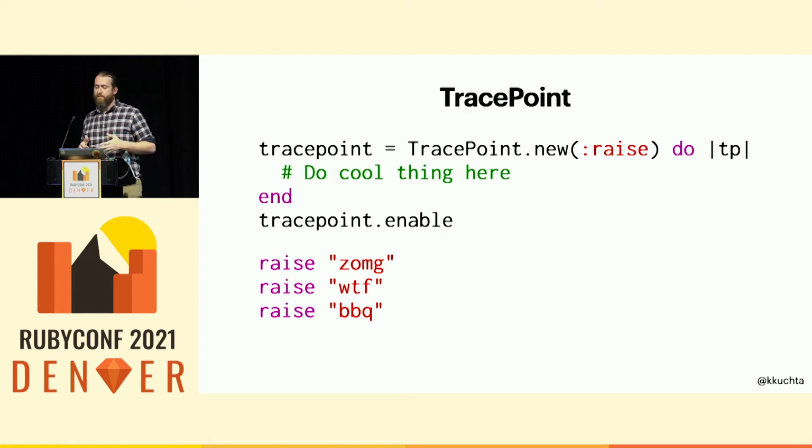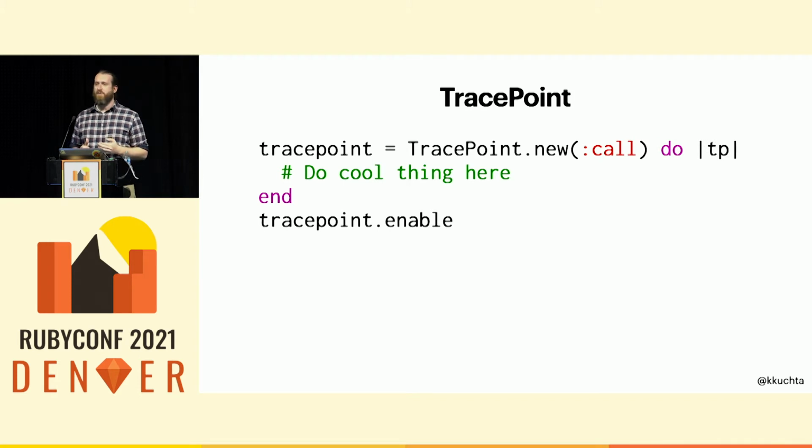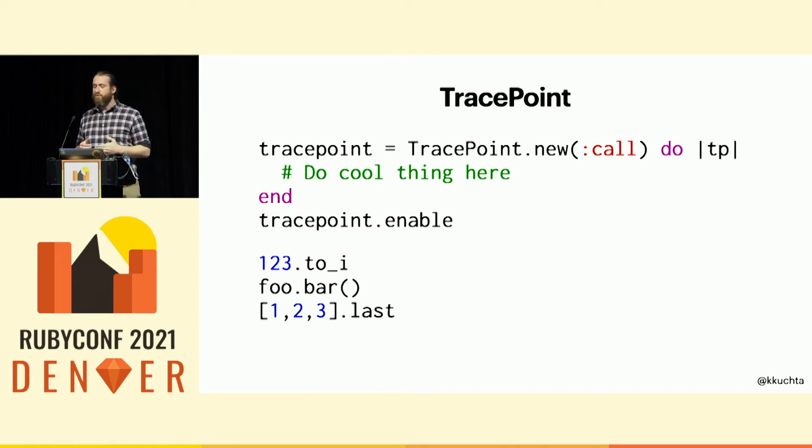In addition to just listening for raise events, you can also listen for anytime a method is called. You do this by calling TracePoint.new and passing it the symbol call. And now anytime you call any method anywhere in Ruby after you've enabled this TracePoint, this block will be evaluated. Now, there are a bunch of other sorts of things you can have TracePoint listen for besides just method calls and raises. You can have your TracePoint block run every time you start a new class, anytime a method returns, anytime a thread finishes. There's a whole big list.